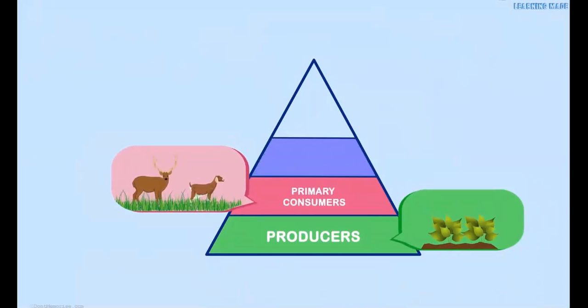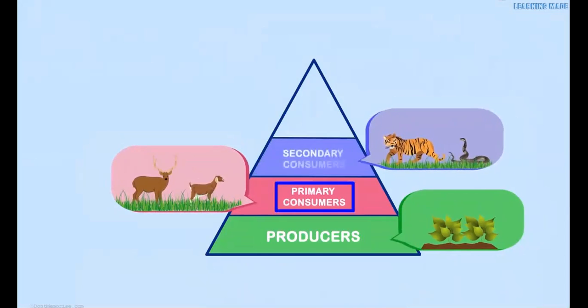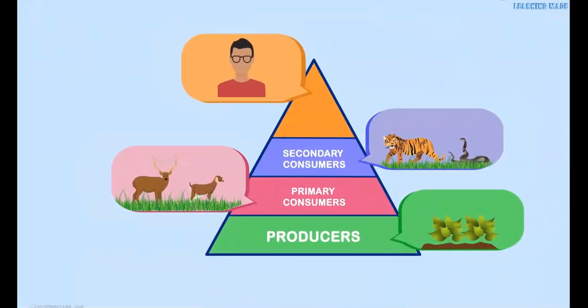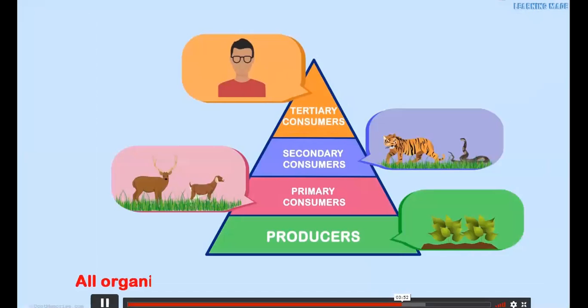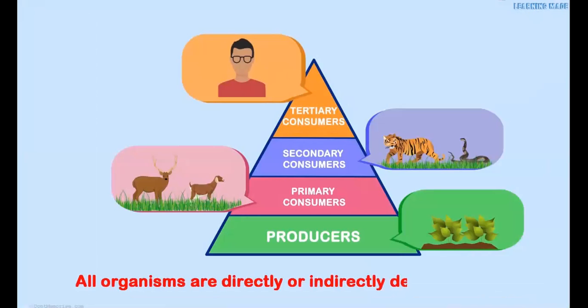The animals that now feed on these primary consumers are called secondary consumers. And the animals which feed on other carnivores form the tertiary consumers. What does all this tell us? It tells us that all organisms are directly or indirectly dependent on plants for their food.